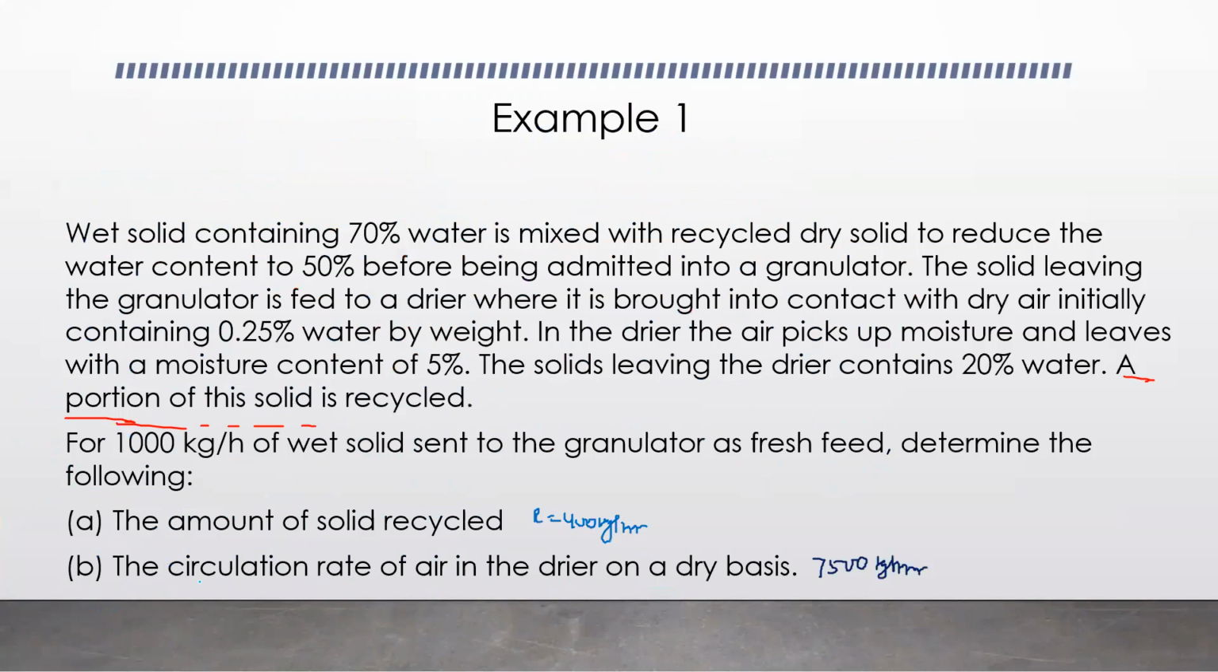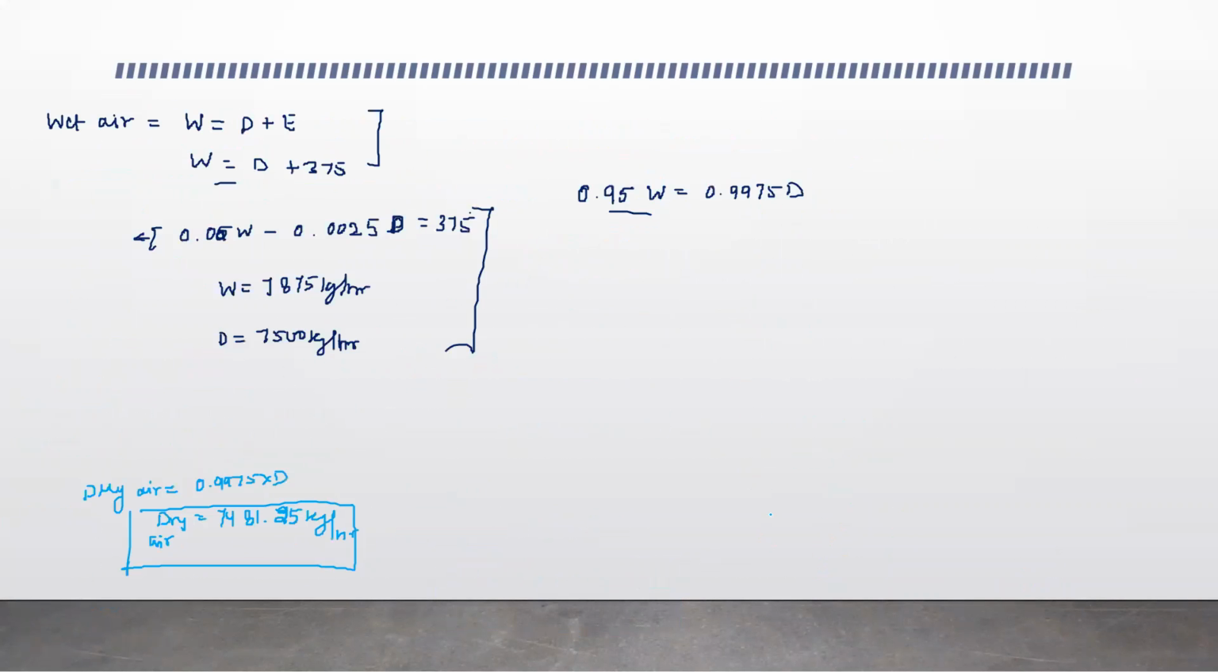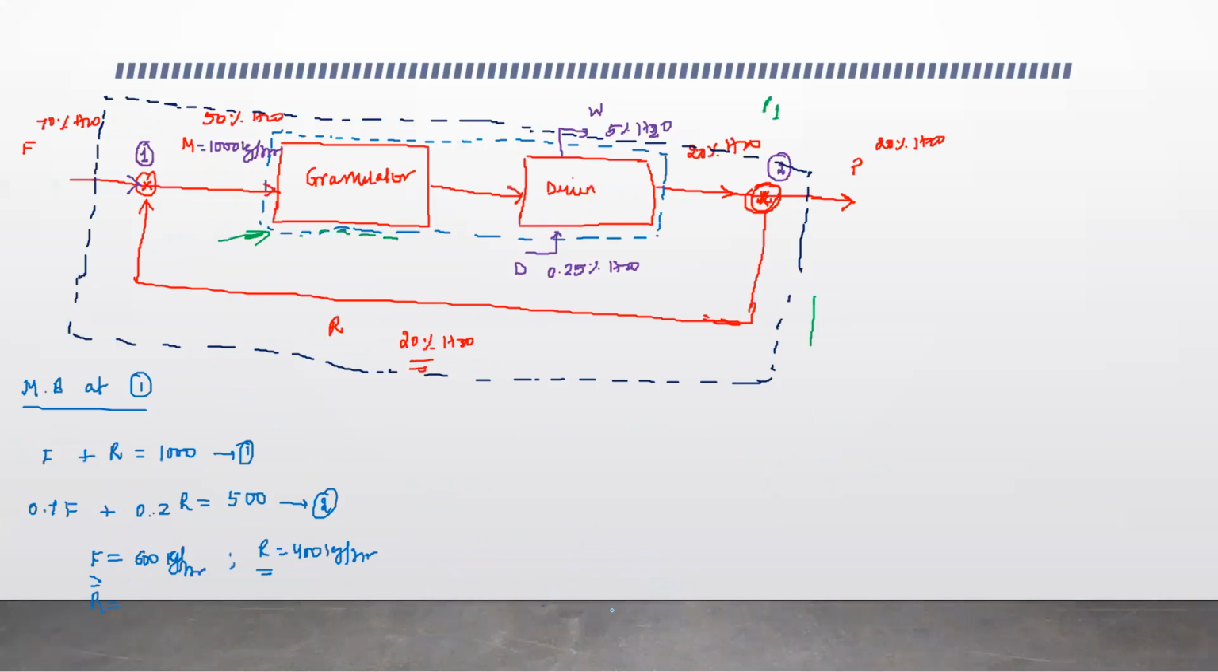So if you need to calculate dry air, then you get this. They have asked you the rate of air on the dry basis, so it's not going to be 7,500. It is going to be 7481.25, just the dry air, no water. So that is 7481.25 kg per hour. So this is how we can solve this problem.